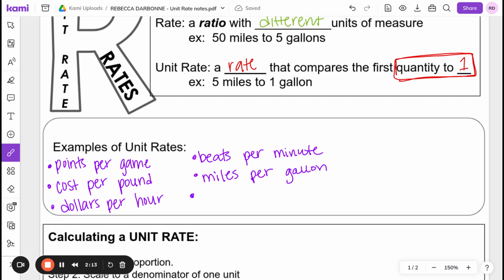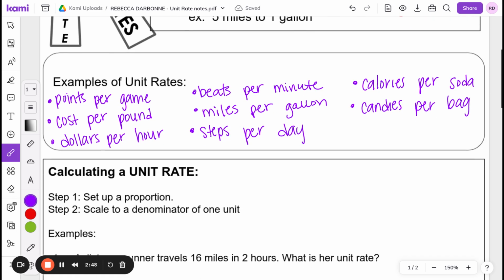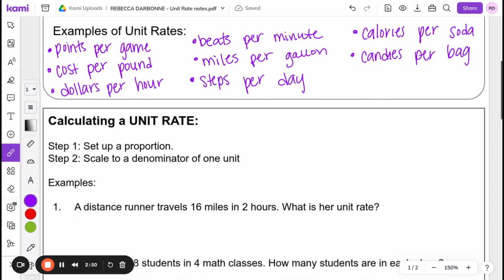Like I said, there's a lot. You can really do anything. So you could also say something like steps per day, calories per soda, candies per bag. Anything where we can get down to a denominator of 1 is a unit rate. So lots of examples here. Those are just some ones I thought of while I was making this video.